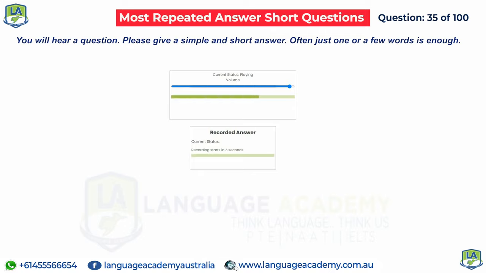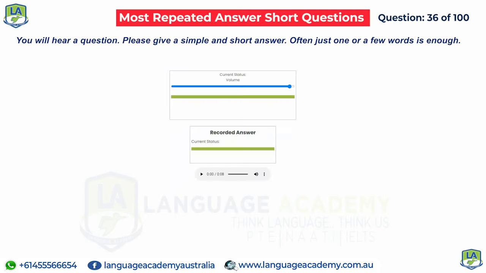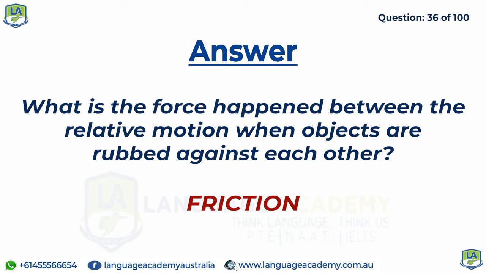How often does February have one extra day? Every 4 years. What is the force that happens between relative motion when objects are rubbed against each other? Friction.